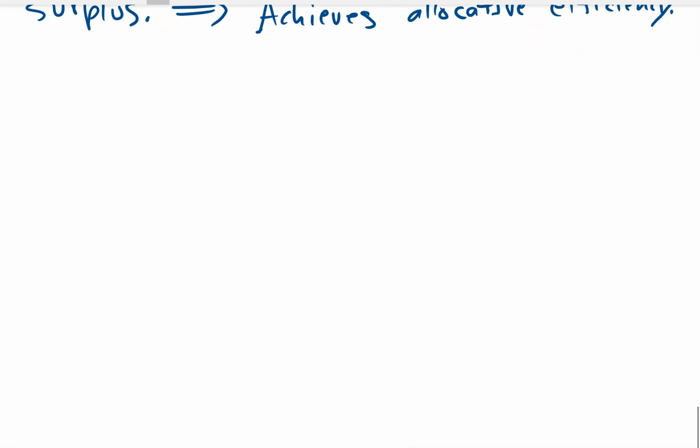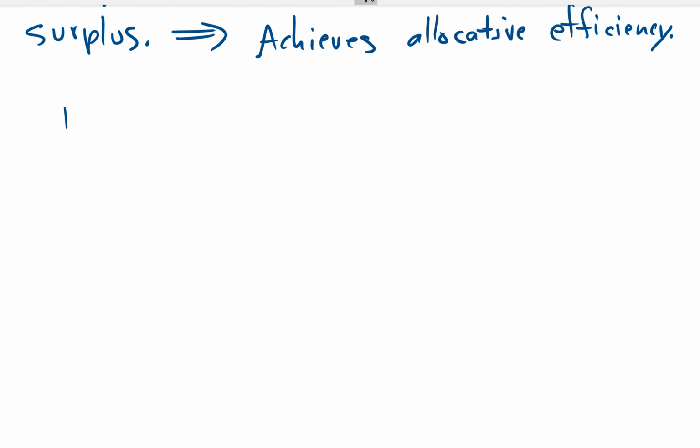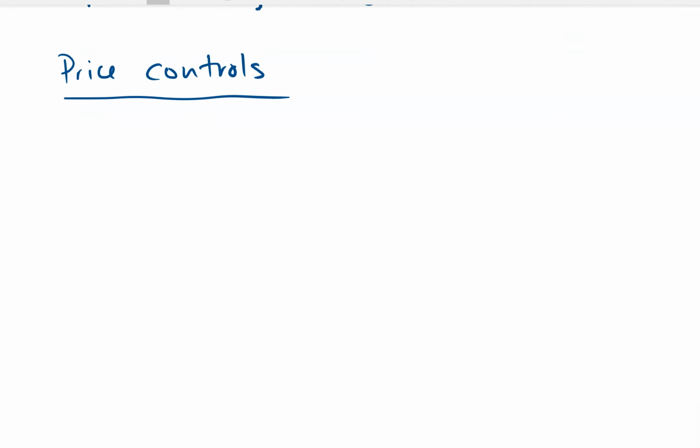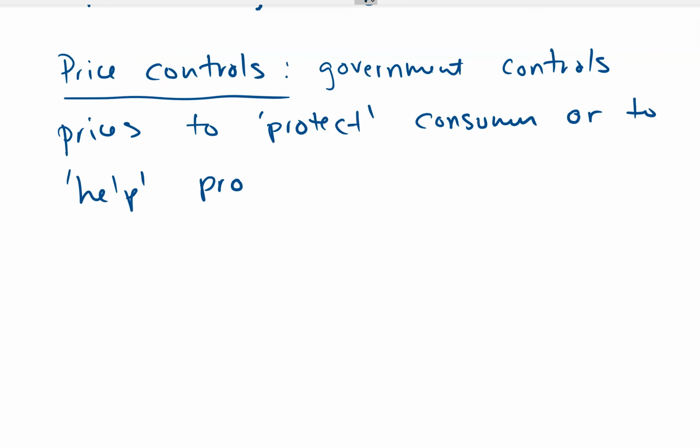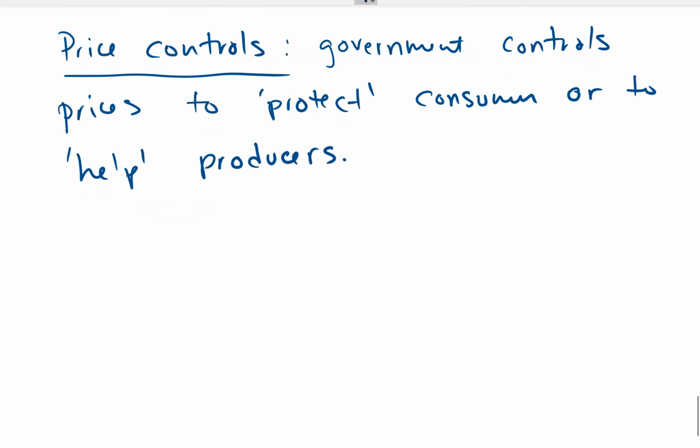Okay, in this next video, we're going to be talking about something called price controls. In general, price controls are basically when the government chooses to try to control the price. So the government controls prices, and there's usually two reasons they do this. They do it to protect consumers, or to help producers. I'm putting "protect" and "help" because we'll see that it's maybe not quite that clear.